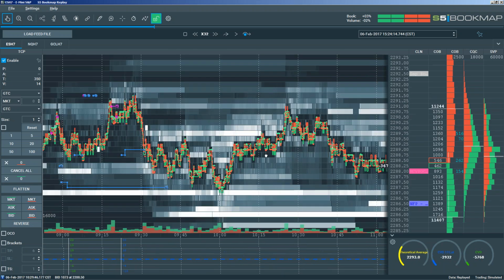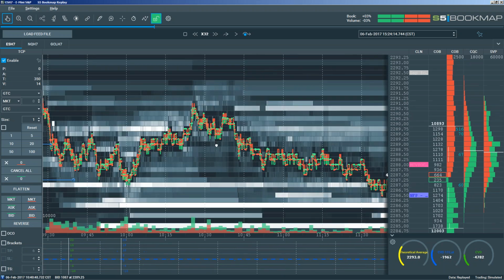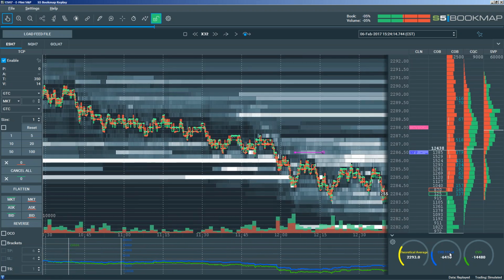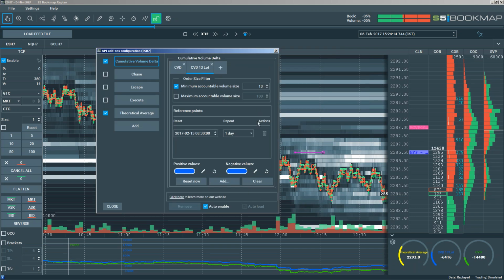Now, some questions probably have arisen. It says CVD 13 lot. Why 13 lot? The reason it's 13 lot is because there's a study that's done that gives us an idea of what the typical trade size is.